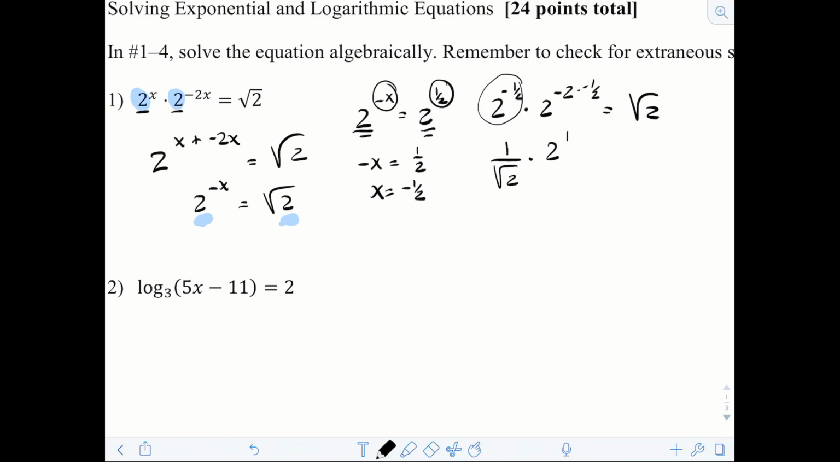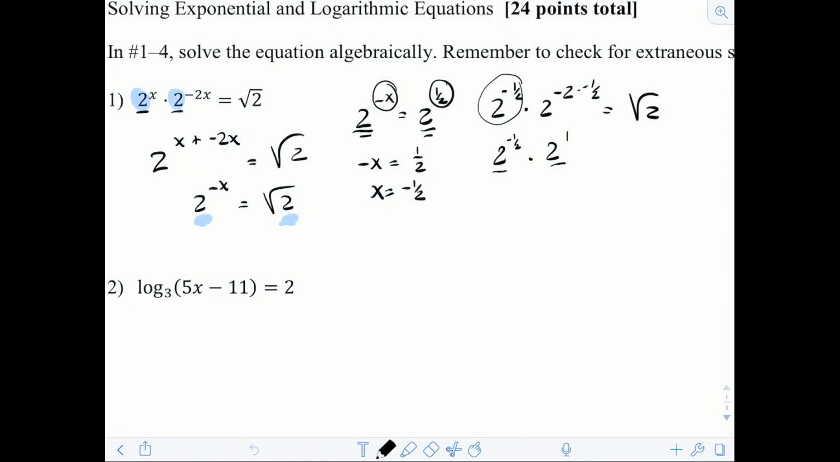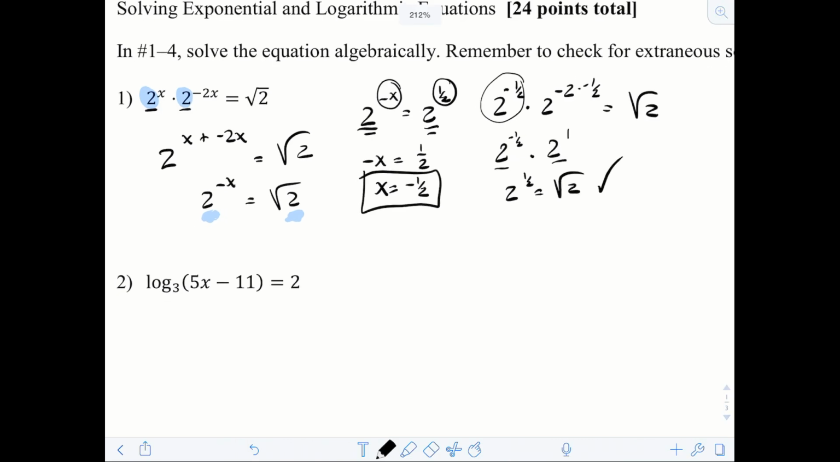So, you know what I'm going to do? I'm going to just keep it as 2 to the negative 1/2. I'm just going to bring that up a little bit. Okay, so since we have common bases here, we can add the exponents, so that would give us 2 to the 1/2, which is also equal to square root of 2. So that checks out. So my answer here is going to be x is equal to negative 1/2.